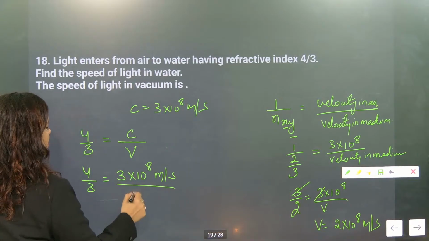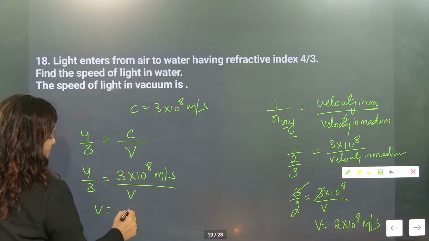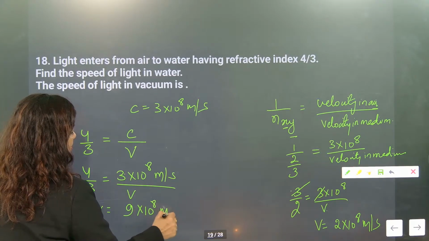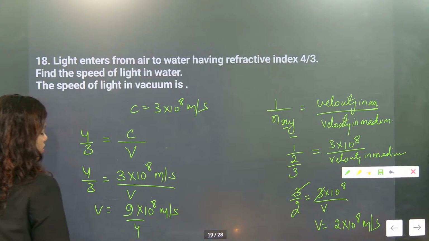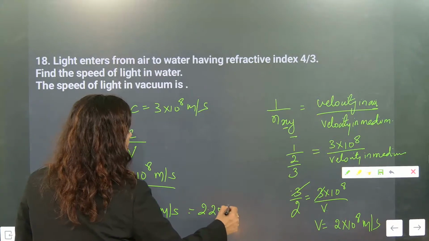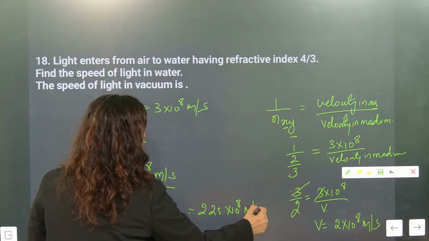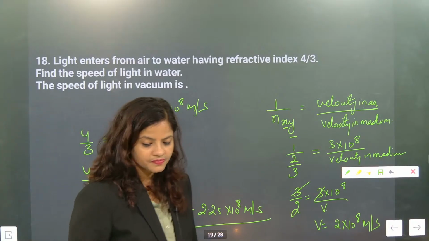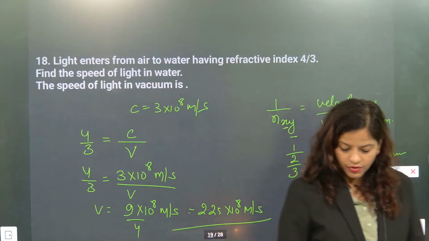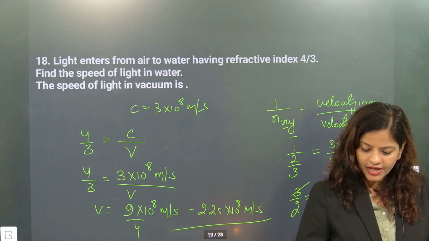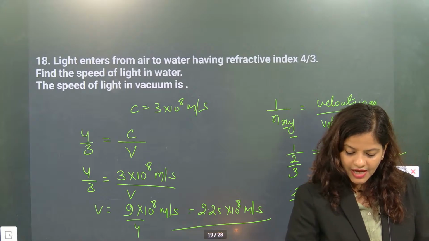So for the velocity in medium, the 3 cancels. 3 into 3 is 9 into 10 to the power 8 meter per second by 4. So how much will it become? Velocity will become 2.25 into 10 to the power 8 meter per second. That's it, 2.25. This is the speed in the medium.